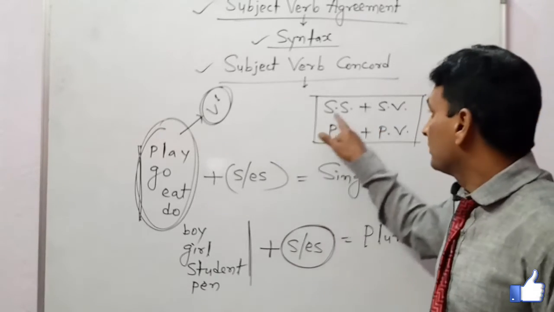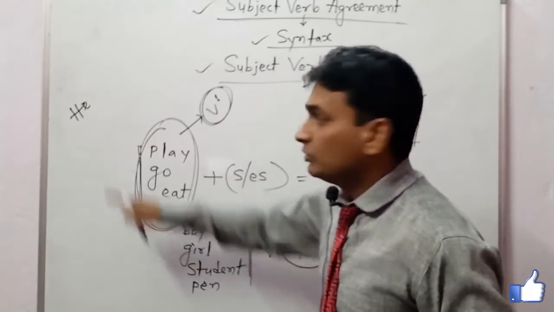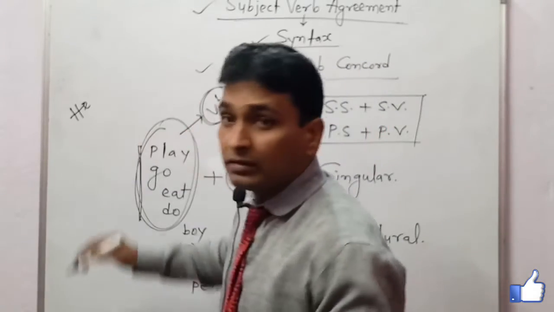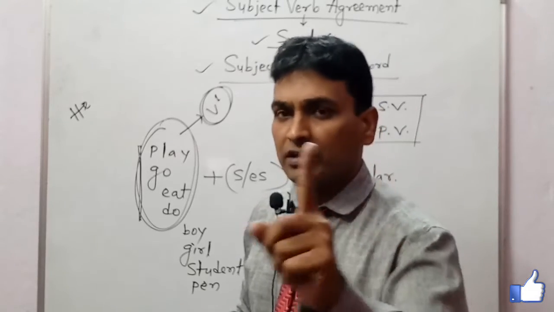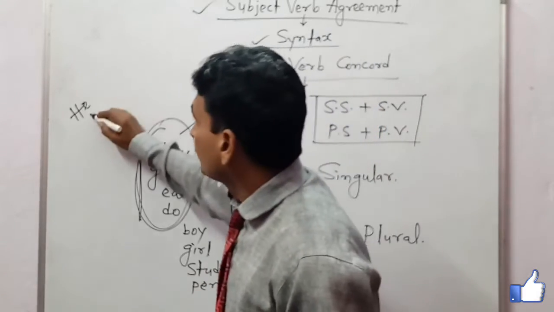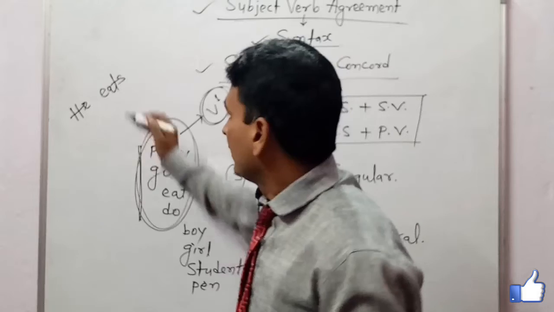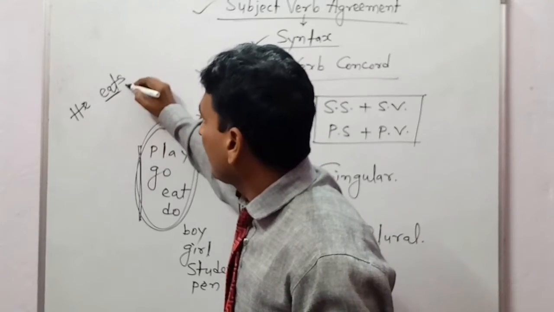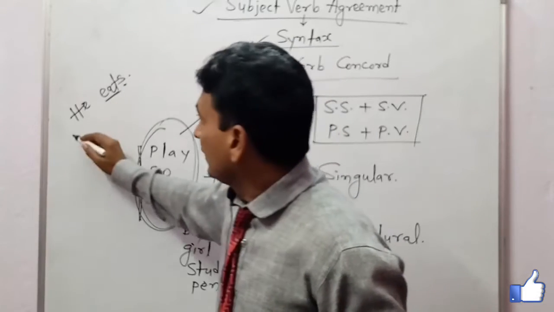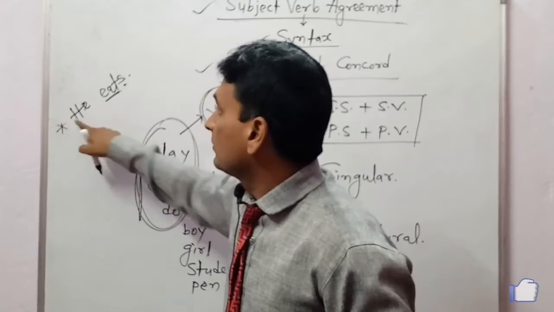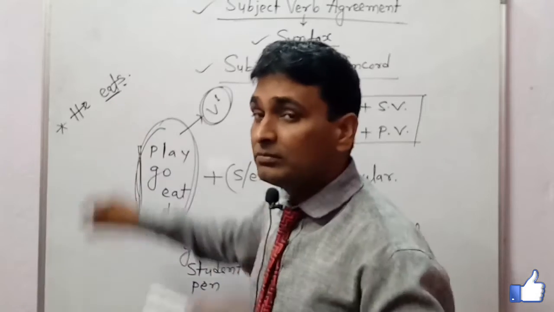Now let's take some examples of SS plus SV. If I write this side, he, I'm taking the example of simple present tense, present indefinite, where the sentence ends with 'ta hai, ti hai'. So, he eats. See here, in eat I have added S. And if you don't add S with eat in simple present tense, this sentence will become wrong. If you write 'he eat', this sentence will become wrong.